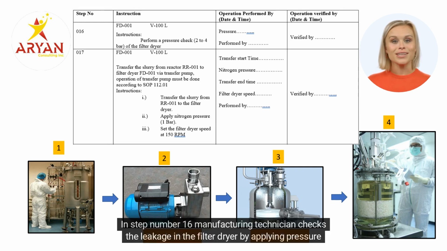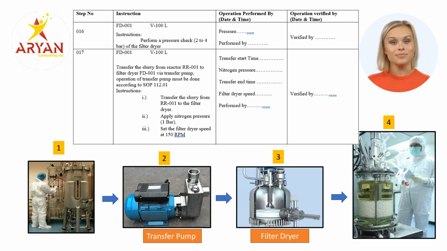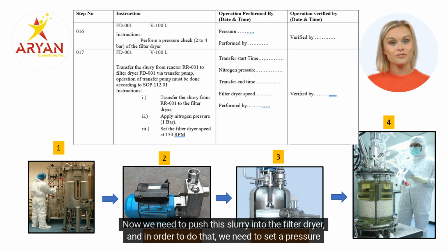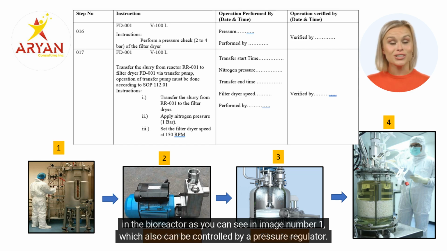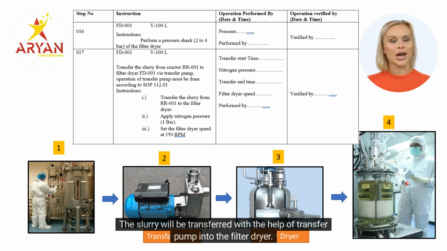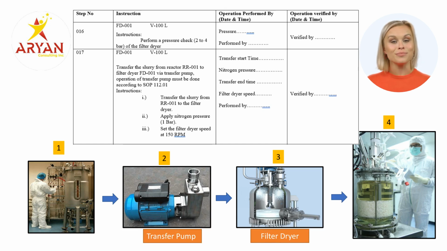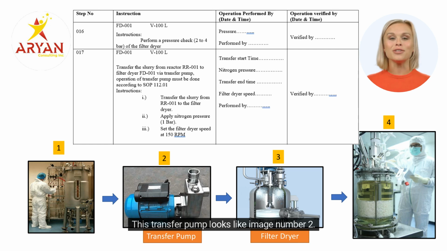In step number 16, manufacturing technician checks the leakage in the filter dryer by applying pressure, which will be 2 to 4 bar. Also, verifier will verify the activity. Now we need to push this slurry into the filter dryer, and in order to do that, we need to set a pressure in the bioreactor, as you can see in image number 1, which also can be controlled by a pressure regulator. The slurry will be transferred with the help of a transfer pump into the filter dryer. The transfer pump actually speeds up the transferring process. This transfer pump looks like image number 2.